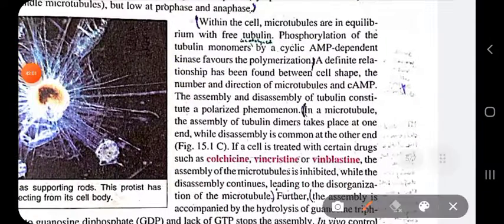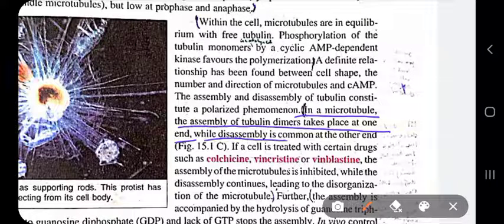Now, in a microtubule, the assembly of tubulin dimers takes place at one end, while disassembly is common at the other end. Within the microtubule, assembly of tubulin dimers takes place at the fast growing end, the positive end, that we know, and disassembly is common at the other end, which is the minus end or slow growing end, where the microtubule organizing centers are holding firmly so that disassembly does not occur.